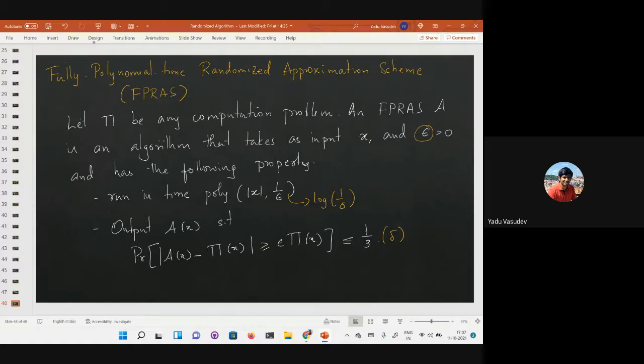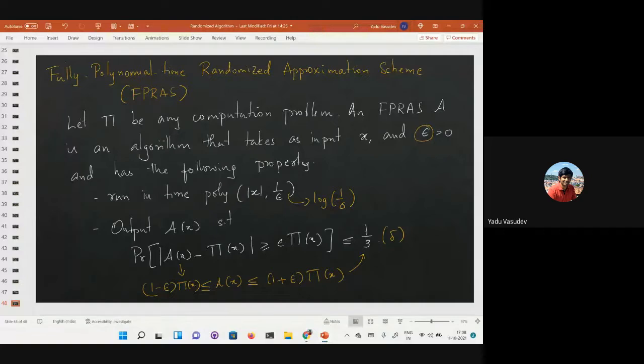So what this says is the following. It tells you that A of x is actually between 1 minus epsilon times pi of x and 1 plus epsilon times pi of x. It's actually very close. A of x very well approximates pi of x. It's just off by a very small amount, with high probability, with probability 2 over 3.